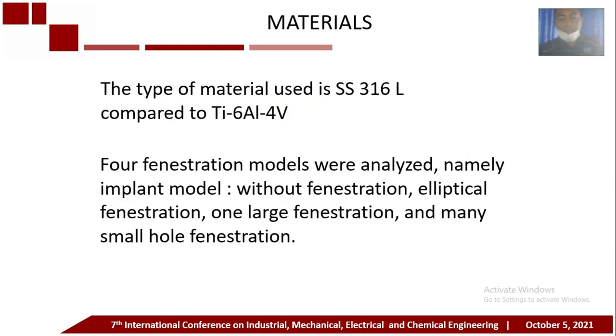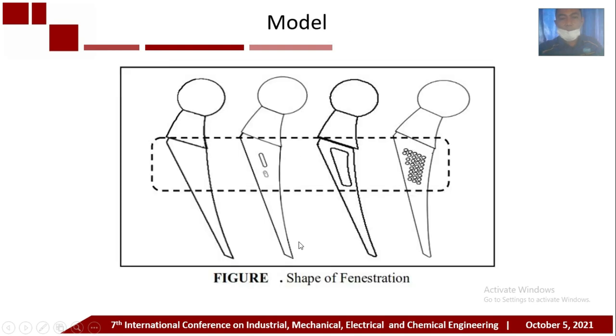Materials. The type of material used was SS316L compared to TI6AL4V. Four fenestration models were analyzed, namely implant model without fenestration, elliptical fenestration, one large fenestration, and many small hole fenestration. The models used are shown as in the figure.